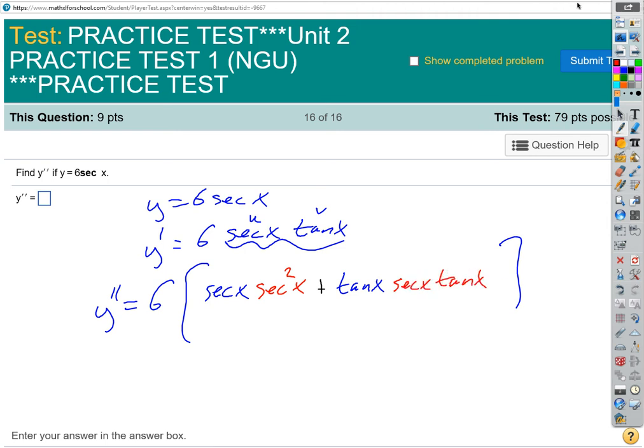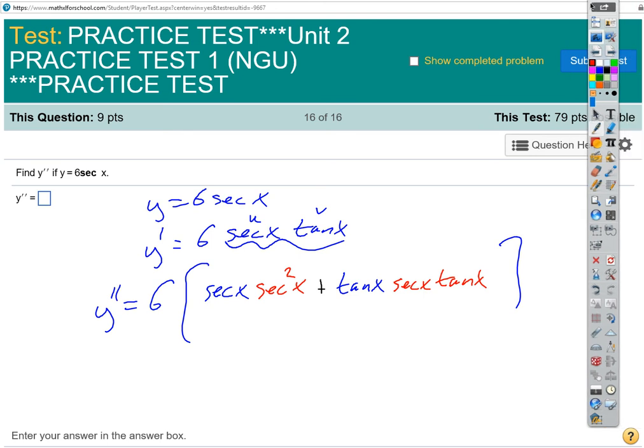So all we have to do is clean that up, right? And we're done. So we're just going to distribute the 6. Secant times secant squared is secant cubed. Distribute the 6 over here, so we get plus 6 tangent times tangent. I'm sorry, because we're doing a product: derivative of secant times tangent, we have to use the product rule. So u v prime plus v u prime. Okay? That's it.